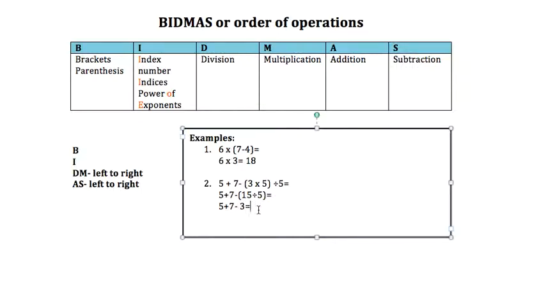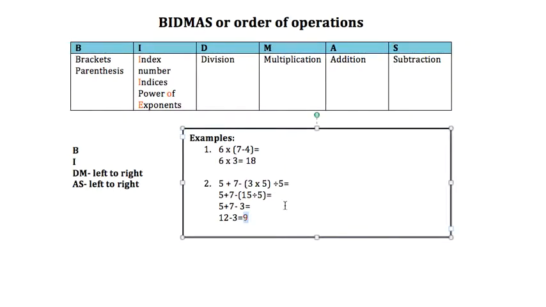Okay, so now we've just got a smaller sum which is looking a lot more manageable than it was previously. So we've got 5 plus 7, which is 12. Oh, we can do addition before subtraction, yes. So now we've got a 12 here. Take away 3, which is 9. So that is the end of our equation. So the answer to that one is 9.